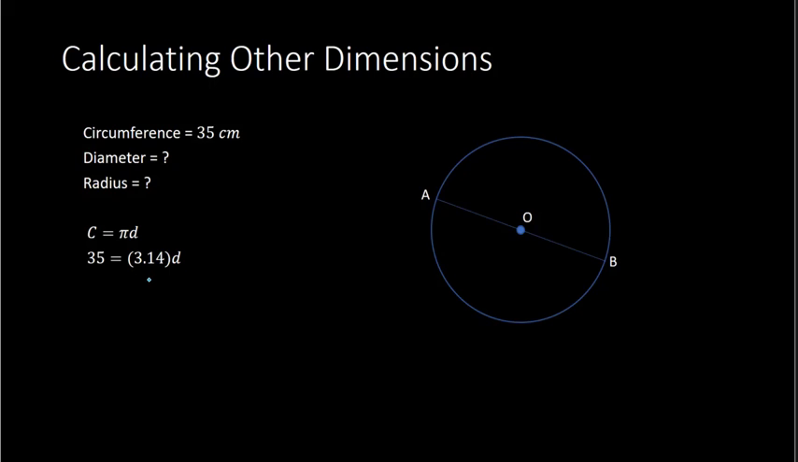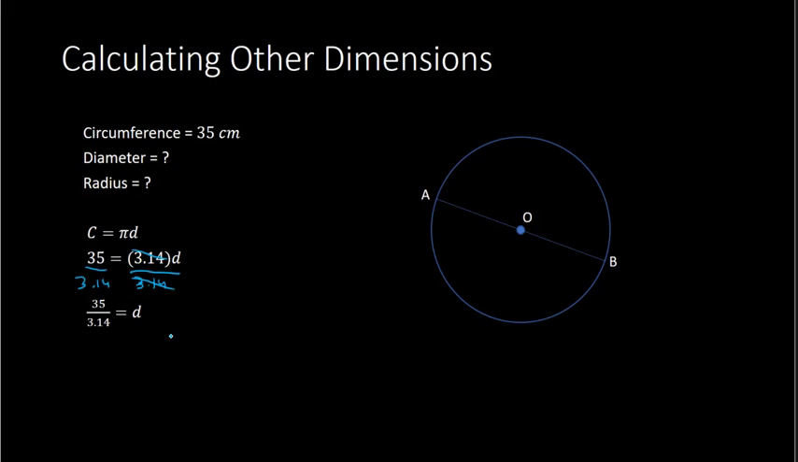So what I can do is solve this equation. We have 3.14 times diameter. So to solve for diameter, do the opposite of multiplying, which is dividing. So divide by 3.14 on both sides. And on the right side, these will cancel. I have d on the right side, and then 35 divided by 3.14 on the left side.